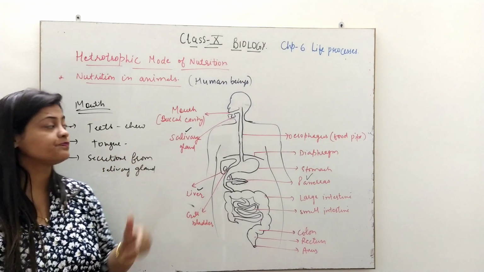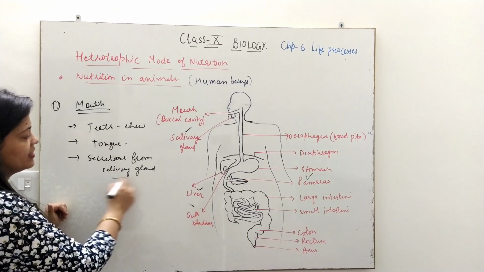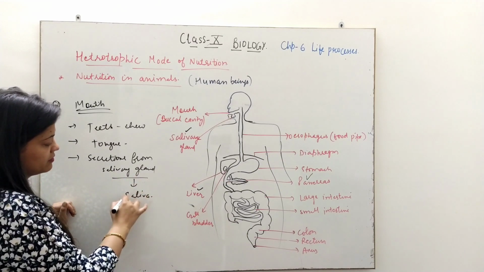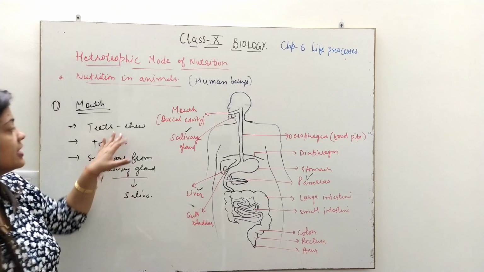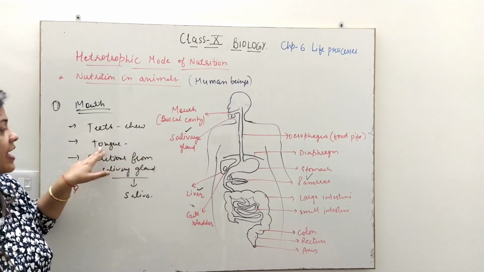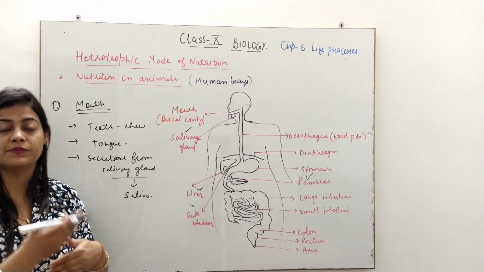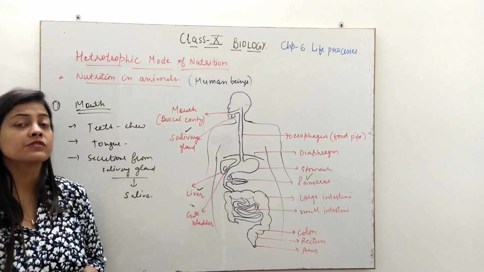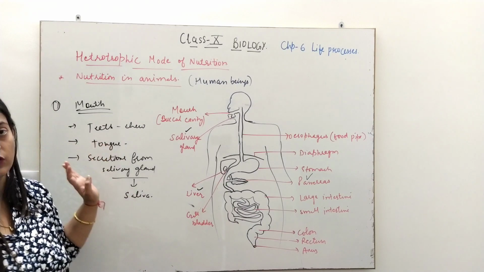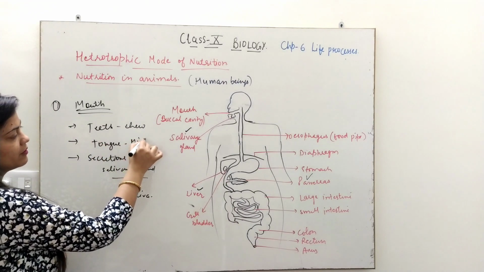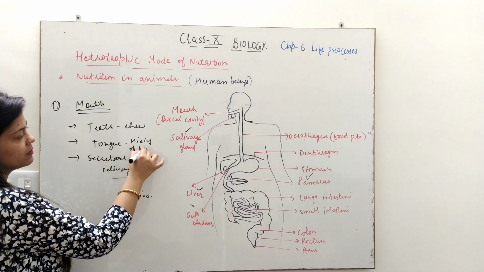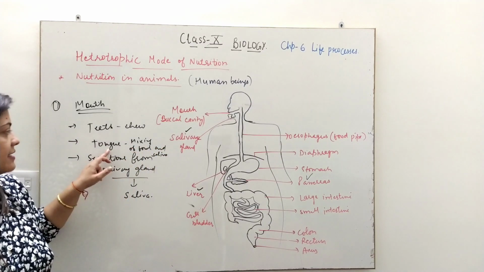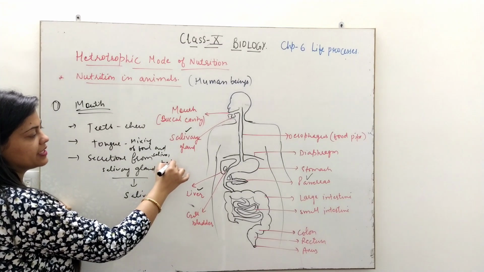The tongue will help to mix the food with the saliva, because the secretion from the salivary gland is called saliva. This saliva is mixed with the food with the help of the tongue, so that the food can become soft. So this is the function of the tongue, that is mixing of food and saliva. And the second function, it has taste buds in it.